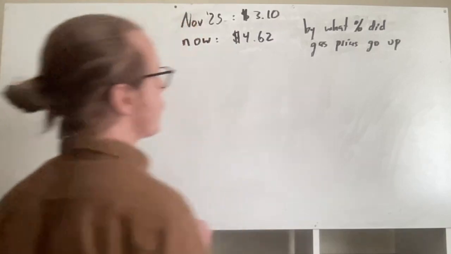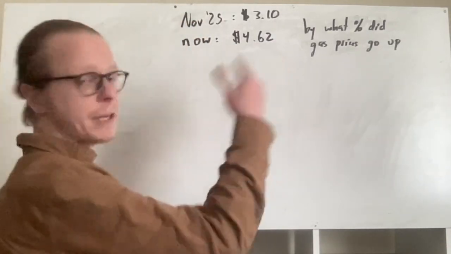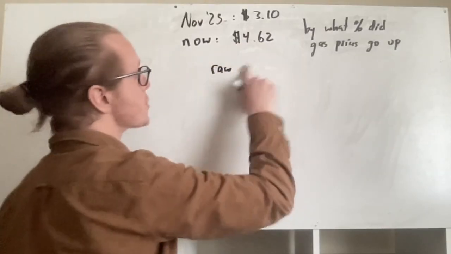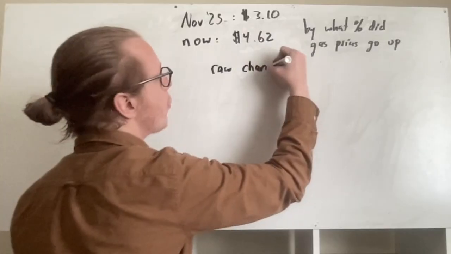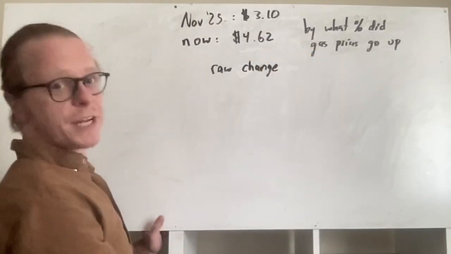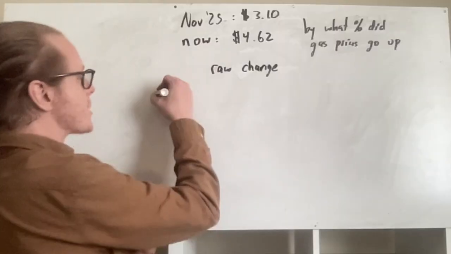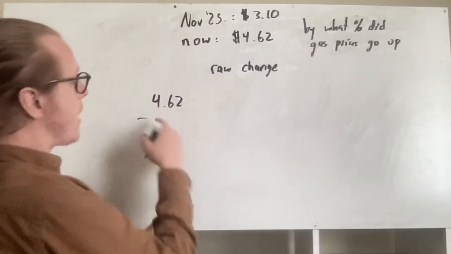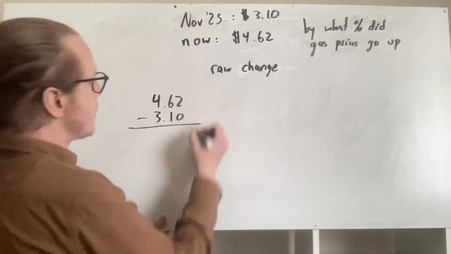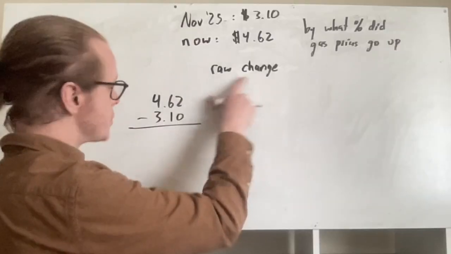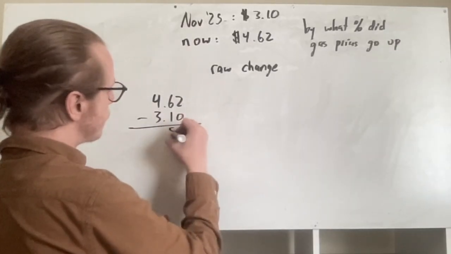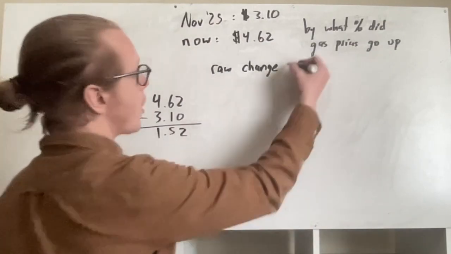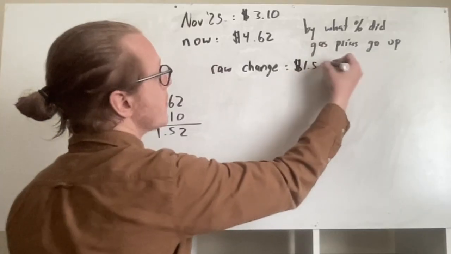So the first thing that we need to figure out whenever we're doing a percent increase or percent decrease is what I'm going to call the raw change, right? That way it'll cover both increase and decrease. The raw change. So how much did it go up by? Well, I can do that by subtracting, right? Here's what it was, here's what it is now. So I'm finding the difference, the raw change. So it went up by $1.52. So the raw change was $1.52.